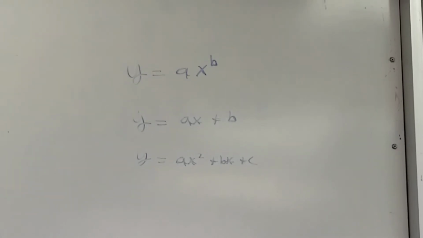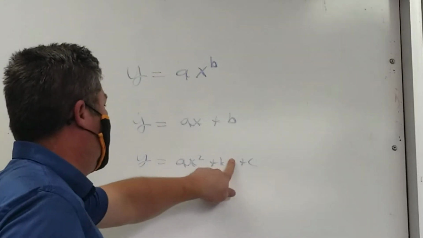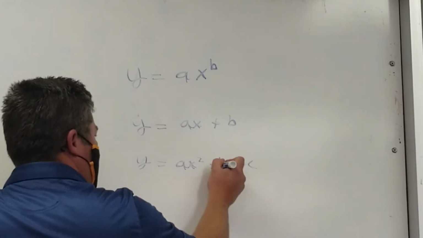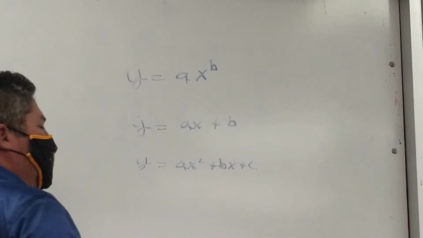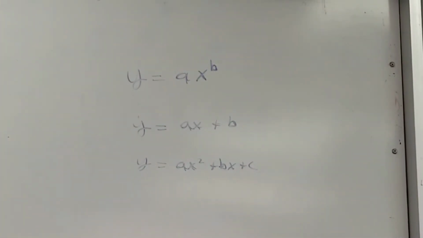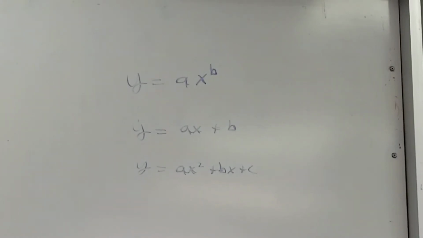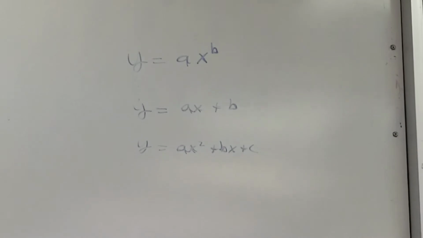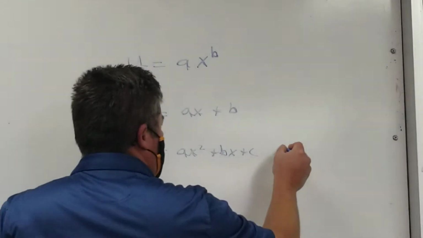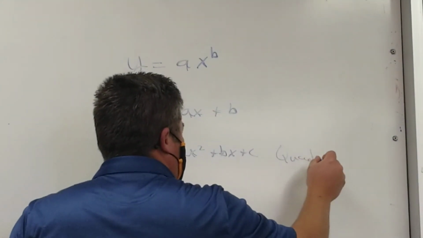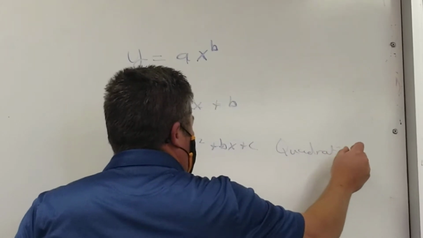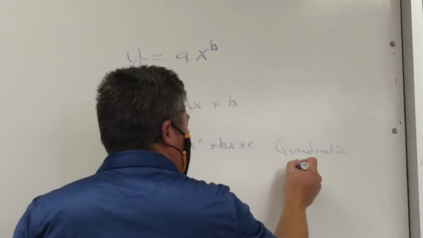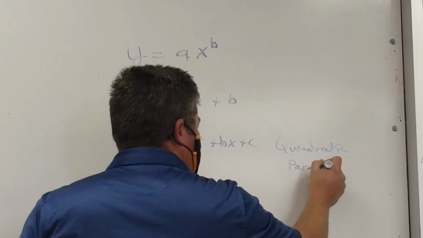This one right here. Sorry, that's hard to see. Ax squared plus bx plus c. What's the bottom one? What do we call it? Quadratic equation. This is what we call a quadratic. And it will graph to be a what? Parabola.